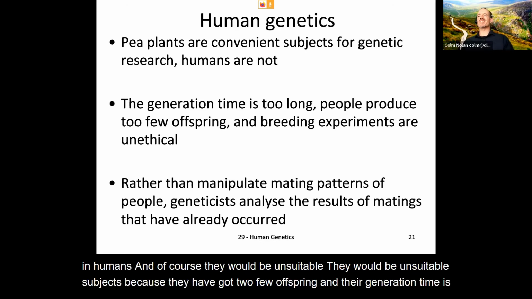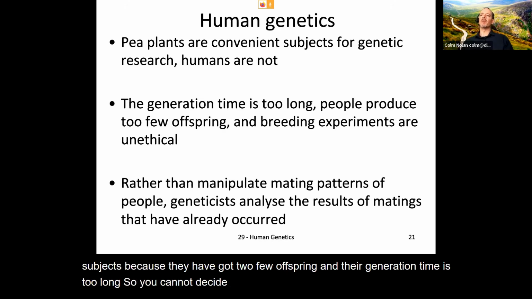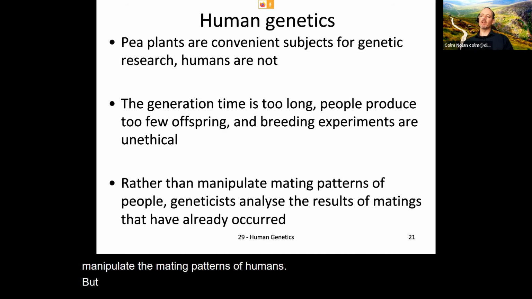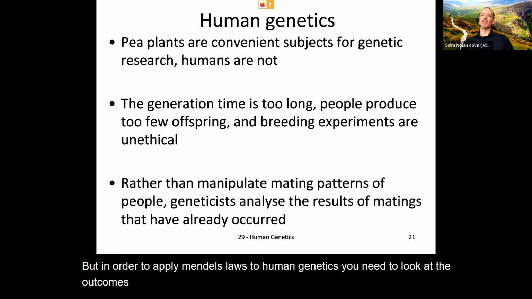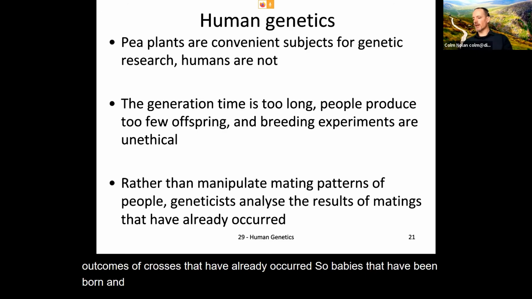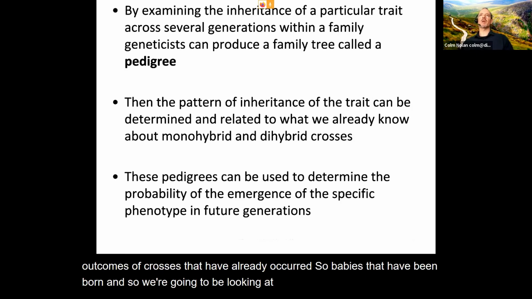So you cannot manipulate the mating patterns of humans, but in order to apply Mendel's laws to human genetics, you need to look at the outcomes of crosses that have already occurred. So babies that have been born. And so we're going to be looking at the idea of using pedigrees.